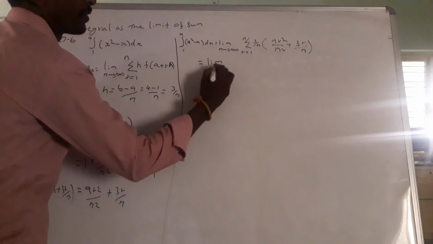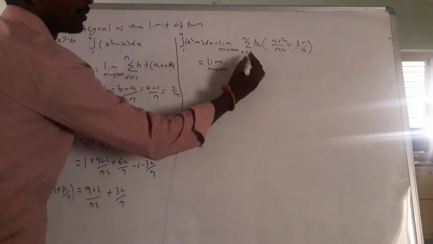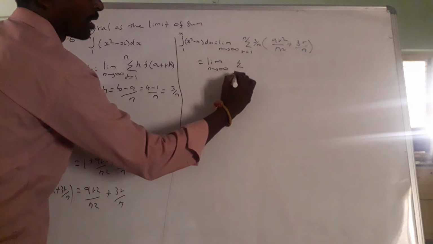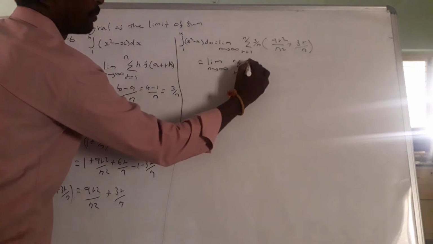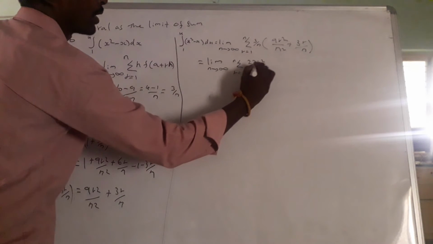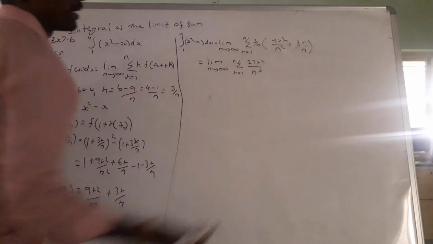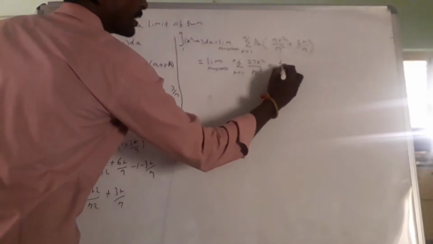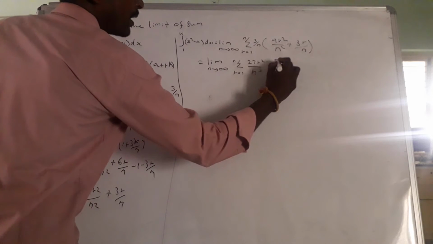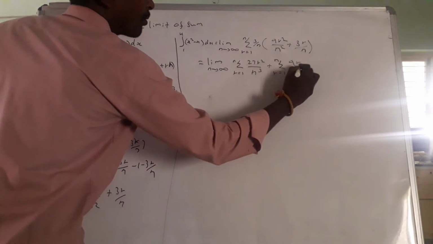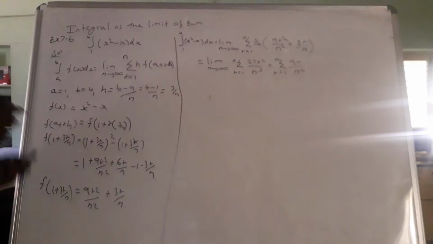So limit of n tends to infinity. When you multiply, summation over r equal to 1 to n, it becomes 27 r squared by n cube, because this is n square, so it becomes n cube. Now when you multiply 3 into 3, 9 will come. So again, summation over r equal to 1 to n, 9r by n square.